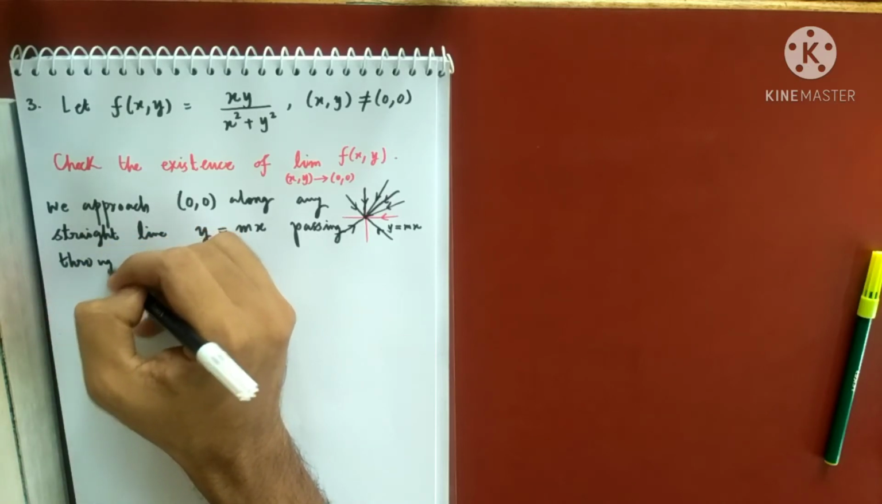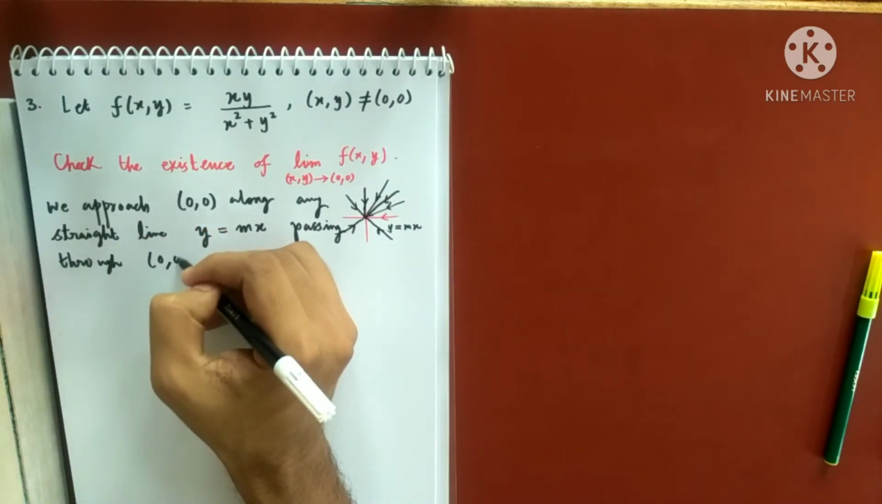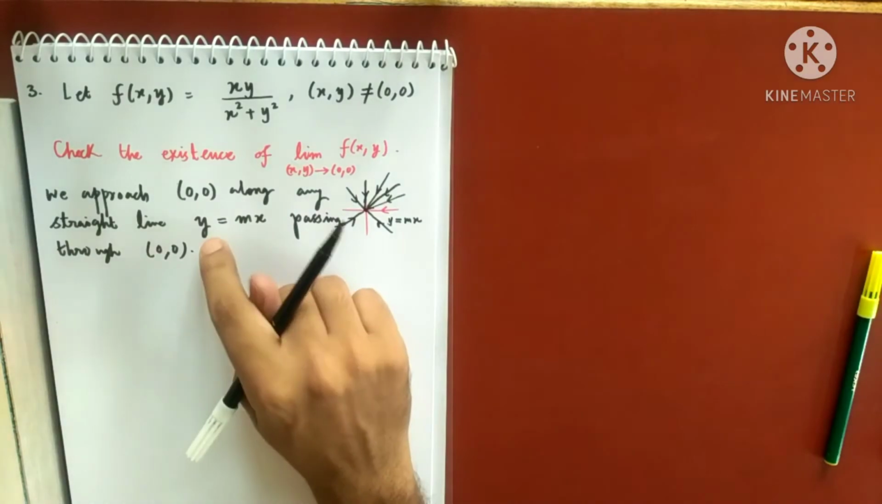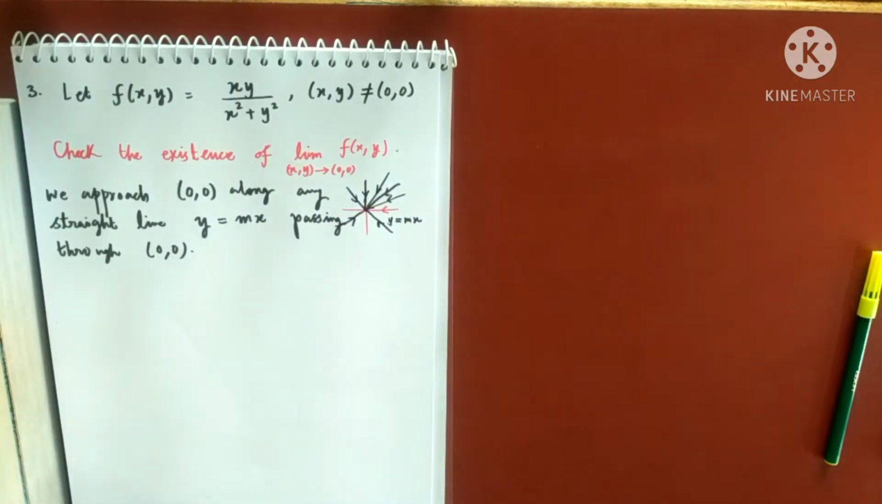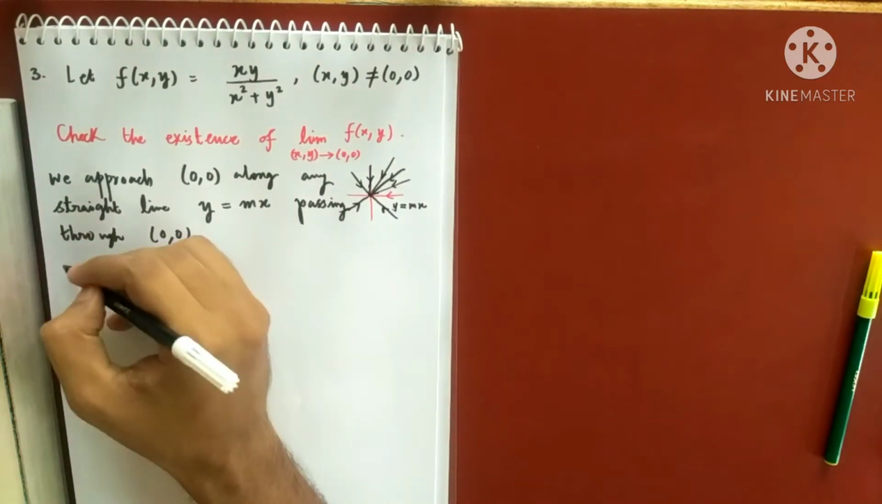So I am approaching (0, 0) using this line, and I can definitely choose this line because as x tends to 0, y tends to 0. So this condition must be satisfied. Keep that in mind. Okay, then let's see this limit.